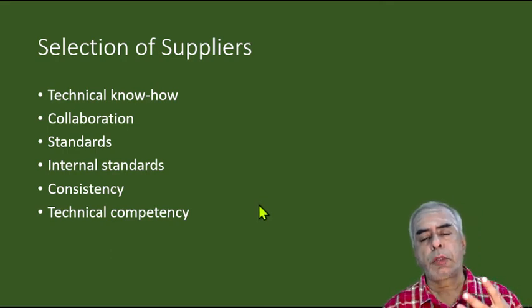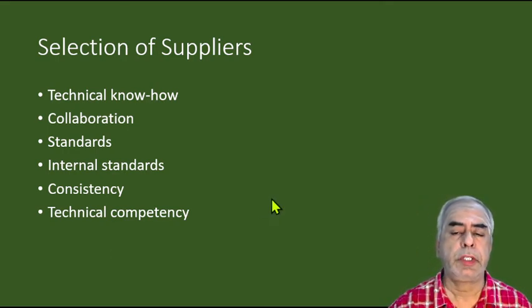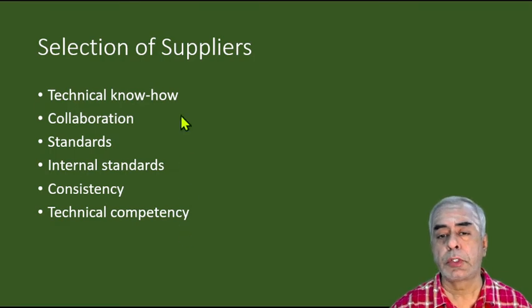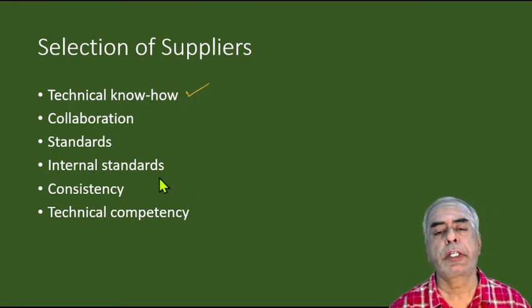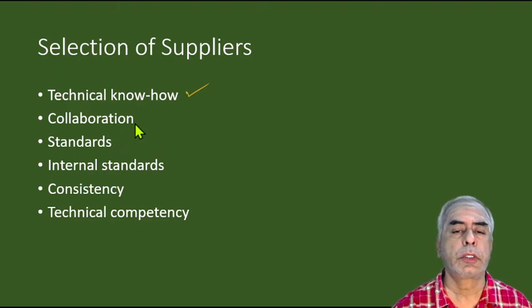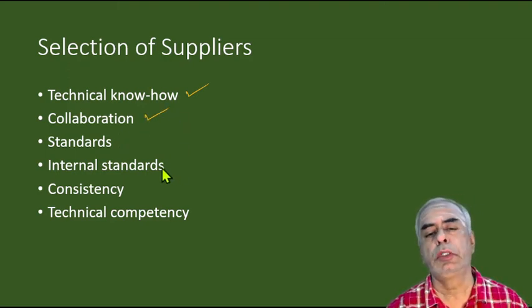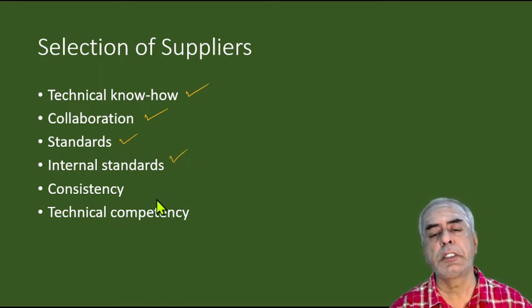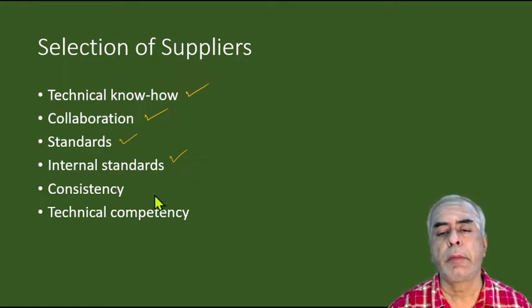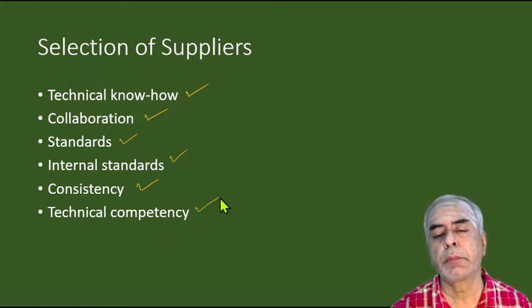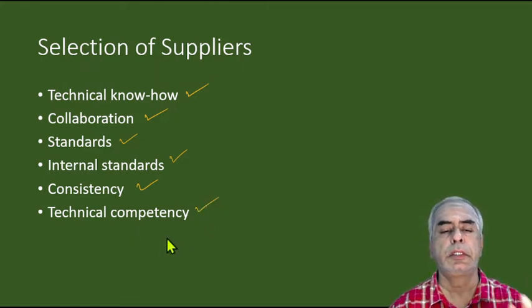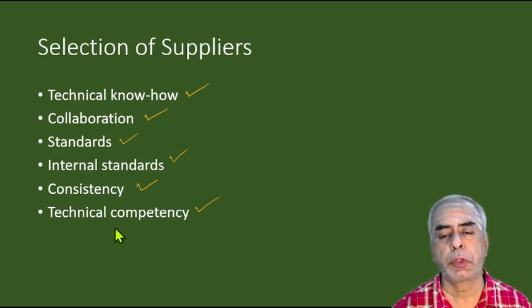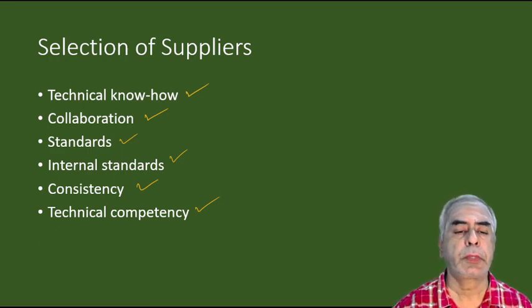Similarly, we have to be very careful when we select our suppliers. You have to check whether they have complete technical know-how for the proposed project, and with whom they have collaborated, and what standards they are maintaining, what their internal standards are, and what internal standards you can develop along with your suppliers. Then consistency of their supply, then technical competency, and in what way they can cooperate with us. All these things should be taken care of when you select any supplier.